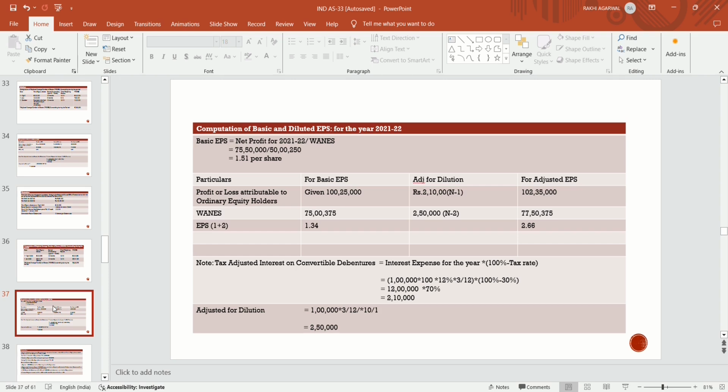Now profit attributable to the ordinary equity shareholder after giving the dilution effect is 1 crore 25,000 plus 2 lakh 10,000, it becomes 1 crore 2 lakh 35,000. And weighted average number of shares after giving the dilution effect becomes 75 lakh 375 plus 2 lakh 50,000, it becomes 77 lakh 50,000 375. Adjusted EPS becomes 1 crore 2 lakh 35,000 divided by 77 lakh 50,000 375, it becomes 2.66. 2.66 is the diluted EPS and 1.34 is the basic EPS.